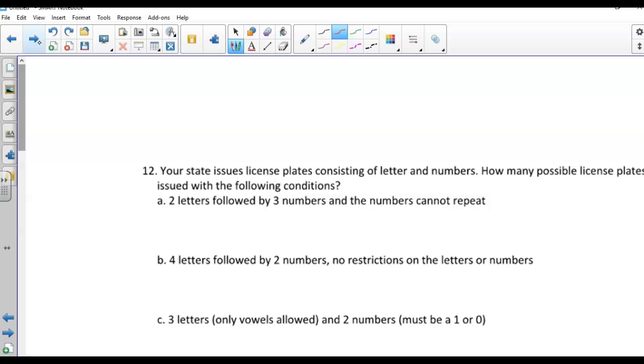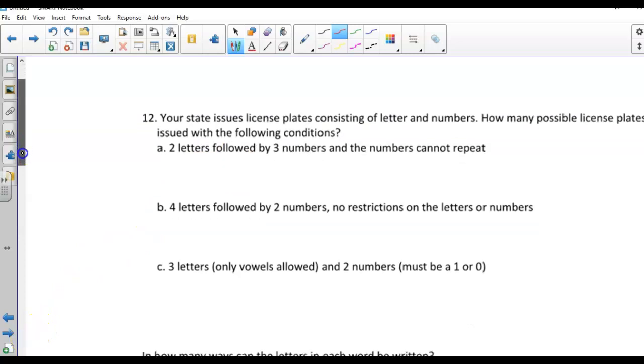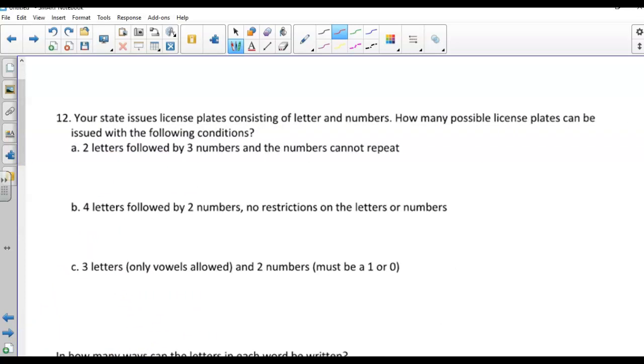Number 12 says, your state issued license plates consisting of numbers and letters. How many possible license plates can be issued with the following conditions? So right here, 2 letters followed by 3 numbers, and the numbers cannot repeat. So for this one, 2 letters. There's 26 letters, so this could be 26 options, 26 options.